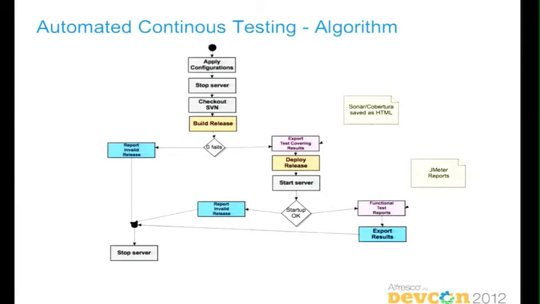So if the server started up okay, we run the functional test report. Imagine how many functional tests we have, that this operation takes about 90 minutes. So we run a lot of functional tests. We export the results, and we stop the server. So imagine we can run this algorithm as many times as we want. Actually, we do it at least one time every day. We have several advantages with that, which we will see later.